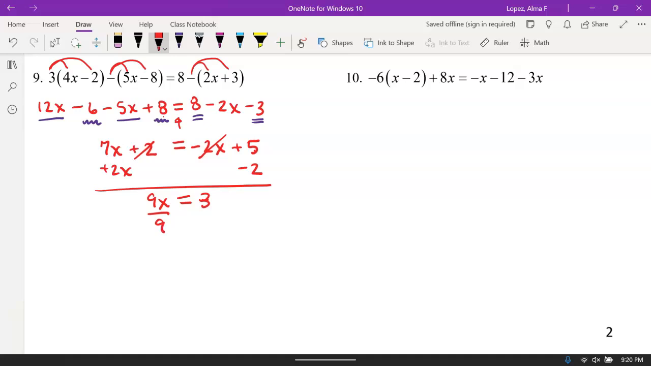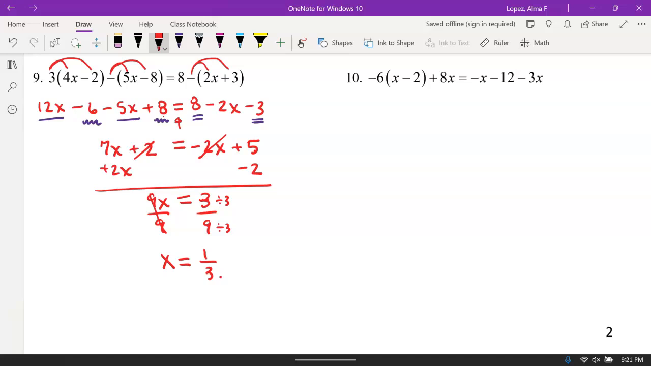We're dividing both sides by 9, and again, that's always our last step. The 9's cancel, so we can get the x by itself, and 3 over 9 can reduce by a factor of 3. I'll divide by 3 on top and bottom, and I get a 1/3.